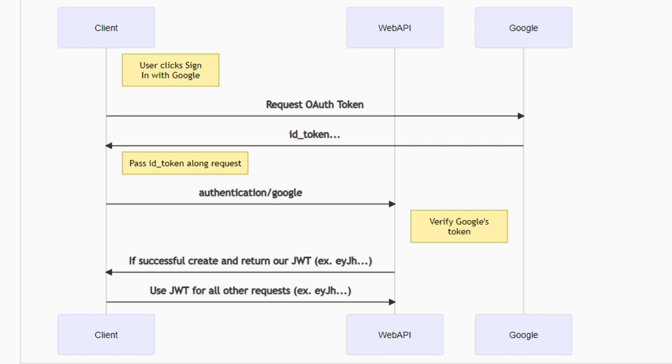Then we're going to pass in this ID token along the request, and we're going to make a request to authentication/Google. This is a new endpoint we're going to create in our web API. Then we're going to verify that token, and we're going to be using Google's NuGet package for this. It's called Google.Apis.Auth. If the token is valid, then we're going to create our own JWT, just like we have been creating them throughout this project, and send that as a response. And now that we have returned that token, that means the user will be signed in on the front end, and every other subsequent request is going to be using that token we just created. Feel free to reference this diagram at any point throughout the video.